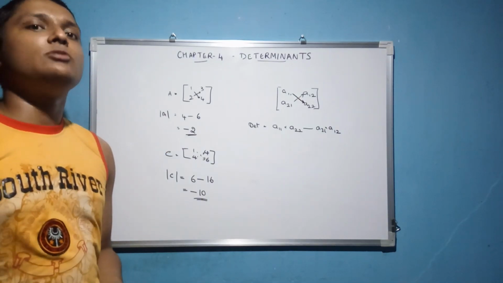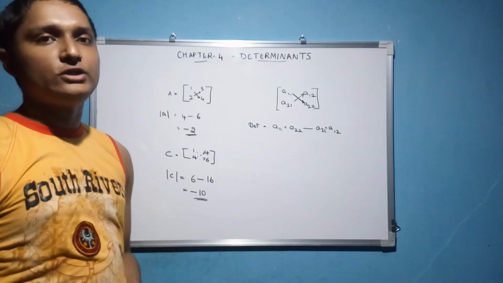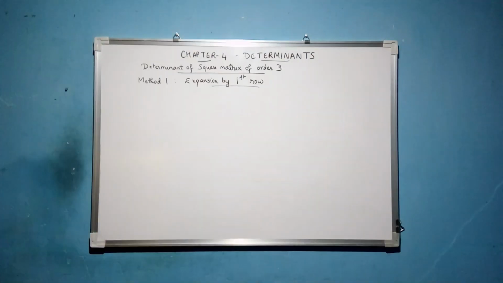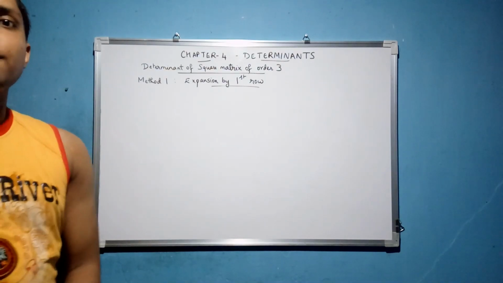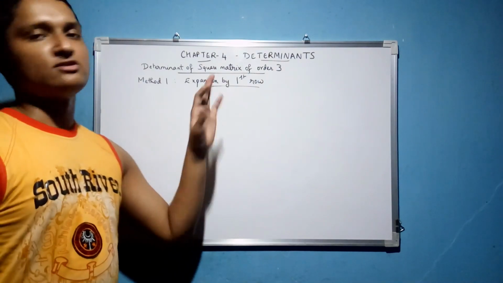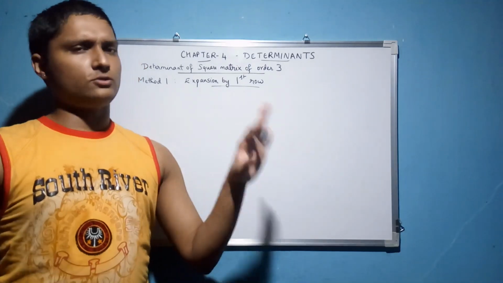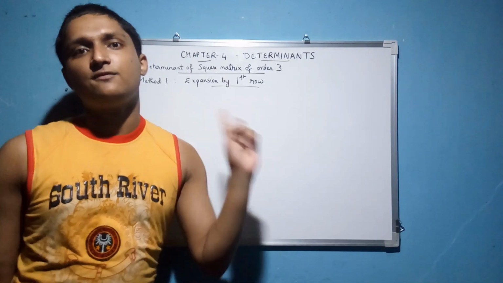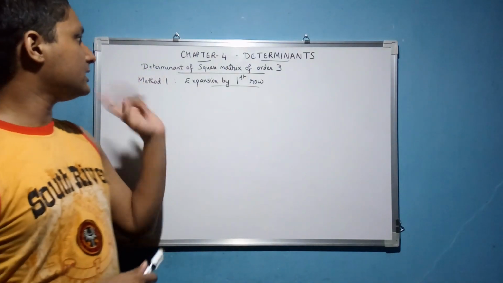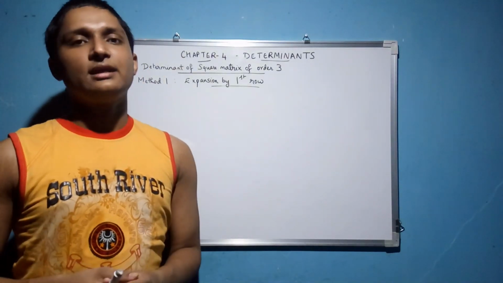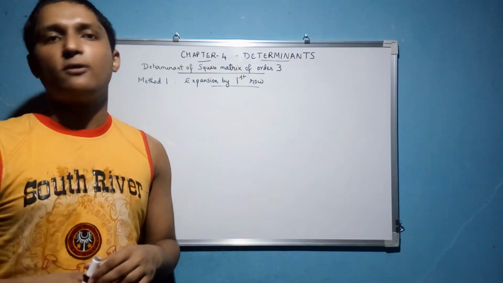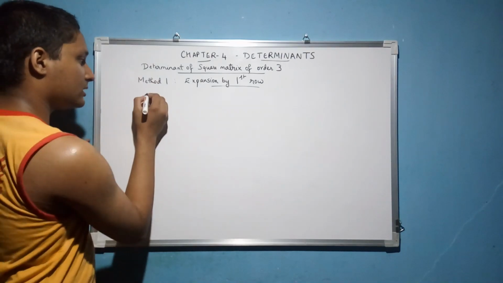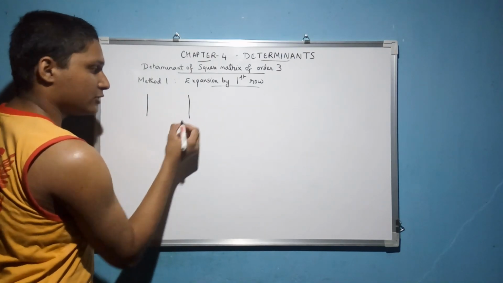Next we'll move on to how to find the determinant of an order 3 matrix. First of all we are going to learn the first method here, expansion by the first row. One or two methods we'll learn and wind up here. So the first one is expansion by the first row. First of all we need a square matrix of order 3. So directly I'll write the determinant form itself rather than writing the brackets. It is going to be in this format.